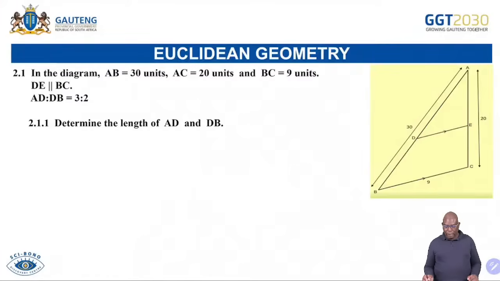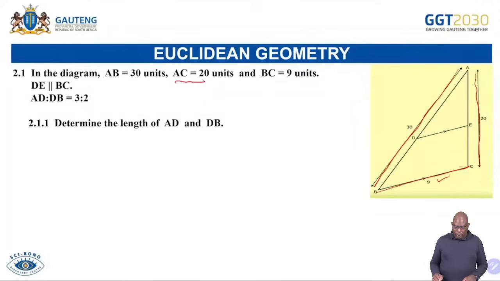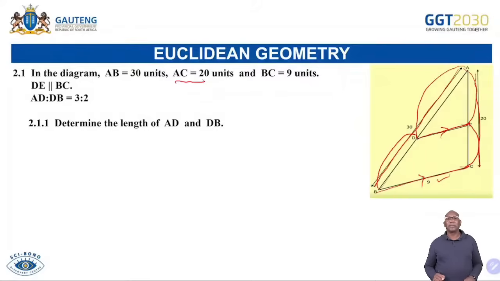Okay, in the second one, in the diagram, AB is 30 units. So the whole length there is 30 units. AC is 20 units. The whole length there is 20 units. BC is 9 units indicated there. And this line here is parallel to that line. I love it when the triangle has got two parallel lines there. So I know that that length over that length is the same as this length over that length. The ratio.